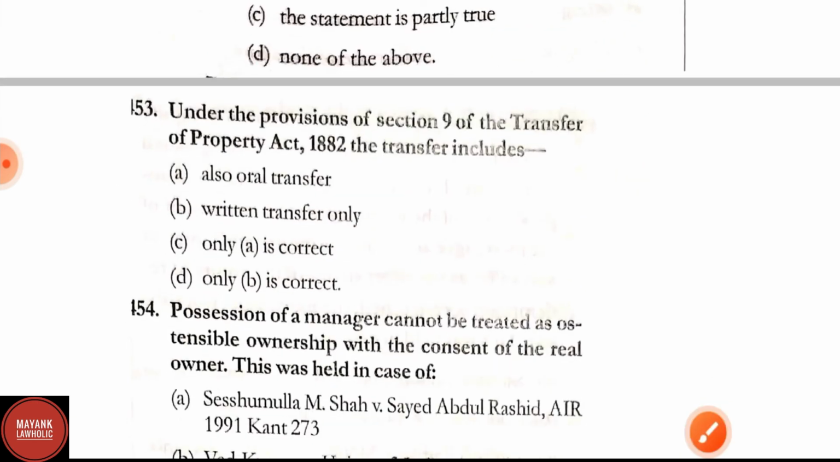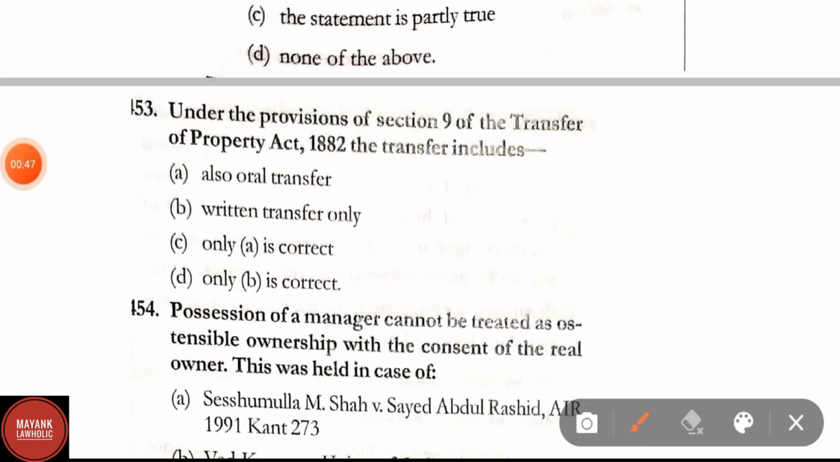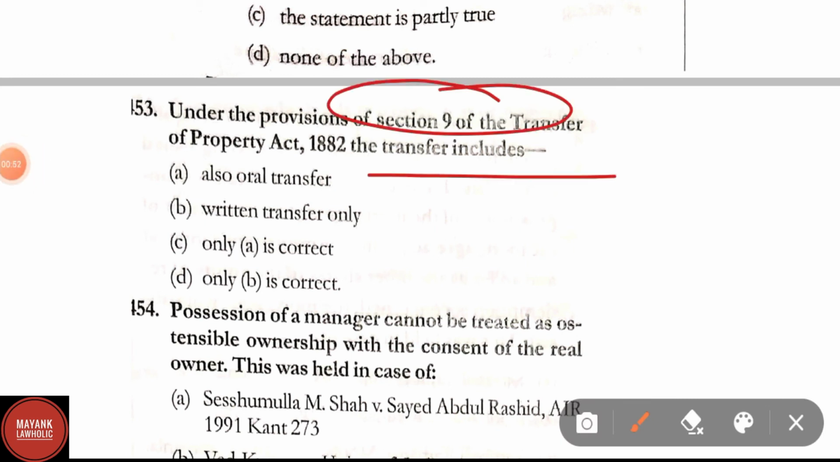Question number 453. Under which provision of Section 9 of the TPA the transfer includes? Also oral transfer, written transfer, only A is correct, only B is correct. Here correct answer is option A, transfer also includes oral transfer.